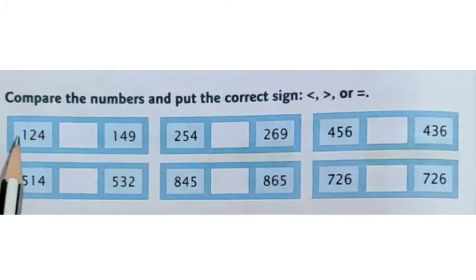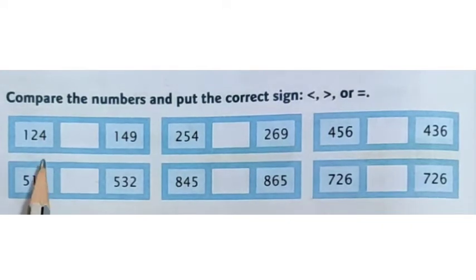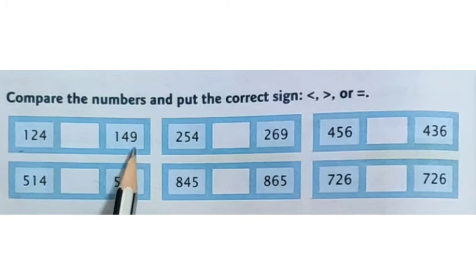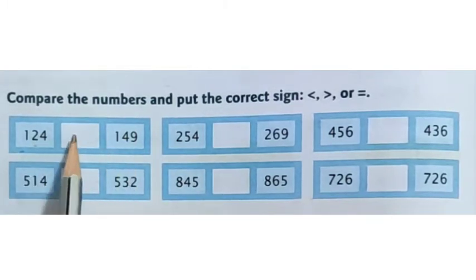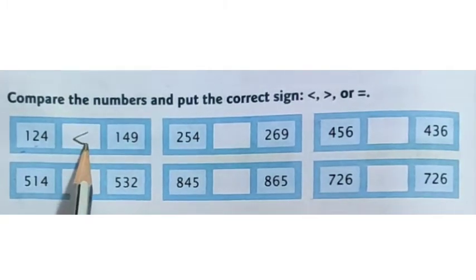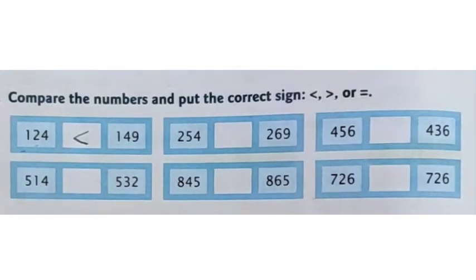Now let's move on to the third question. Compare the numbers and put the correct sign. Here we have the first question, 124 and 149. Here both have 1 in the hundreds place. So compare the tens place. Here it is 2 and here it is 4. 2 is less than 4. So less than. 124 is less than 149.